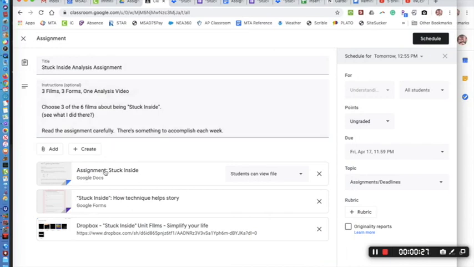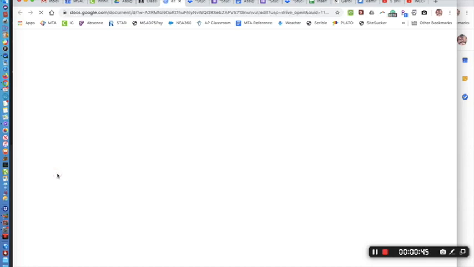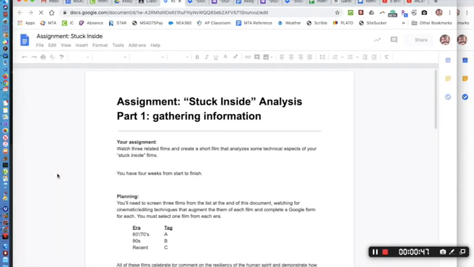There's the instructions, specific instructions for this assignment. There is a Google form. You'll be filling this out 3 or more times, and there's a link to the Dropbox with 6 films, among which you will watch 3 or more, depending on your choice. Now, let's look at the instructions.